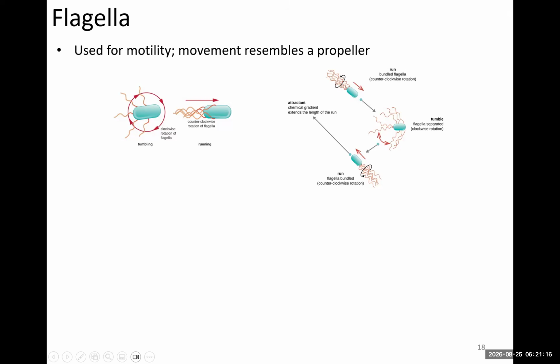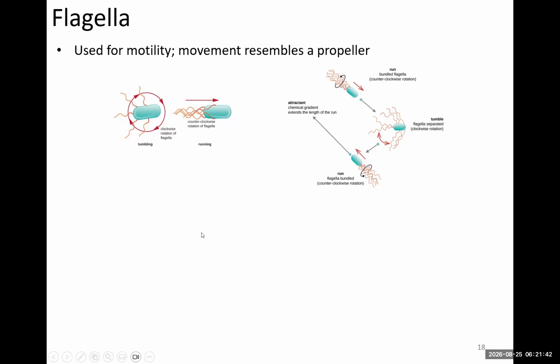So by alternating between runs and tumbles, bacteria can respond to environmental signals through chemotaxis. So again, it's following a chemical attractant or even a repellent, but we tend to talk more about it moving toward favorable conditions, such as nutrients, or like I said, it can move away from more harmful substances.